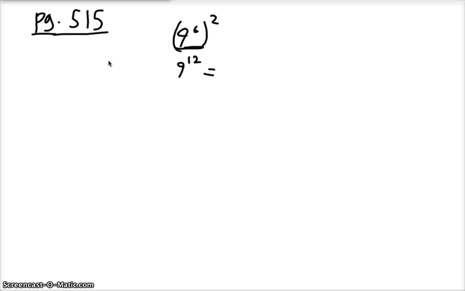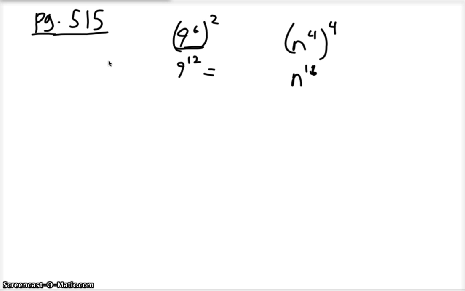Okay, so just a few examples. What if we had n to the power of 4 to the power of 4? So even though we have a variable, we treat it the same. We'd still end up with 4 times 4, n to the power of 16.